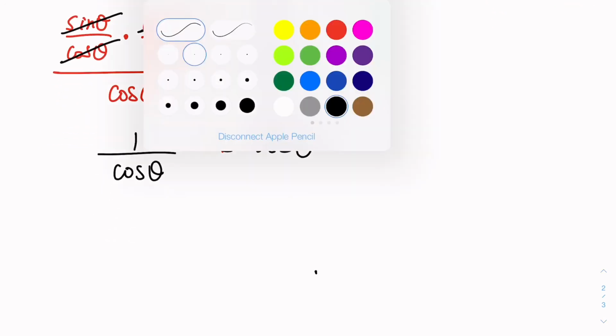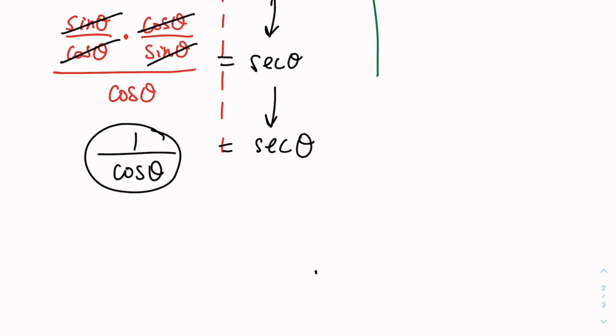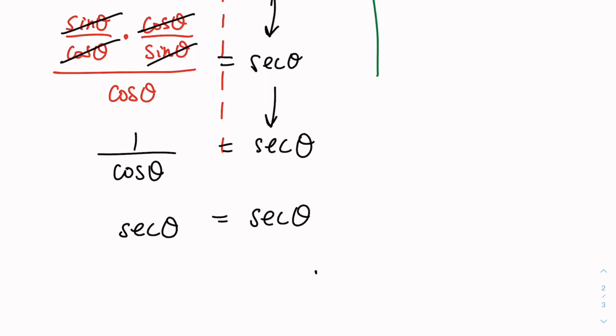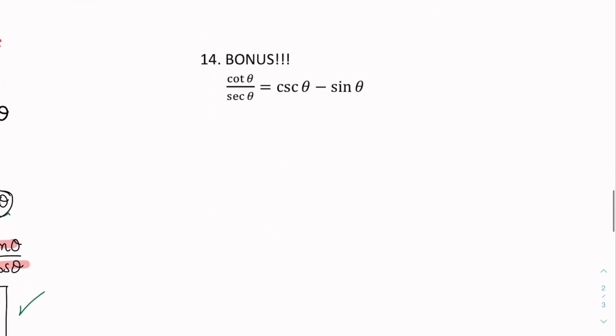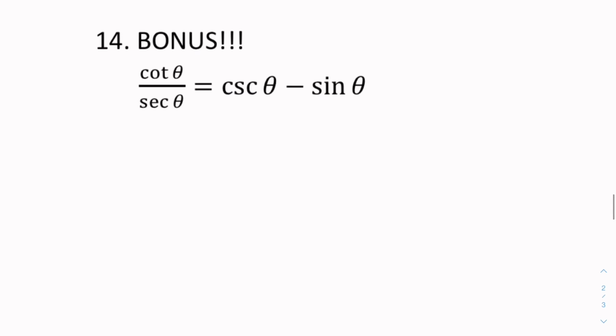And now we are done. 1 over cosine, we know that that's secant because the reciprocal of cosine is secant, and it was in our notes yesterday. If you didn't know that, you best have your notes out. Okay, you are done. For those of you who want the challenge, go ahead. Here's a bonus problem for you. Feel free to come up with as many ways of doing it as you like. The more, the better.